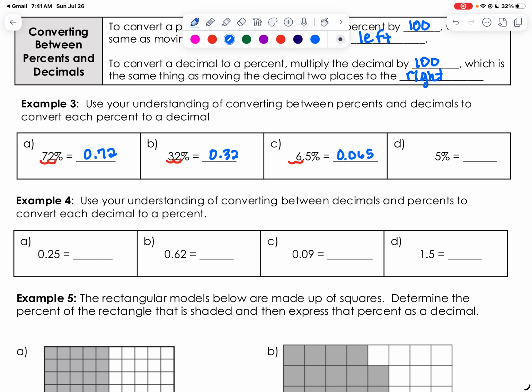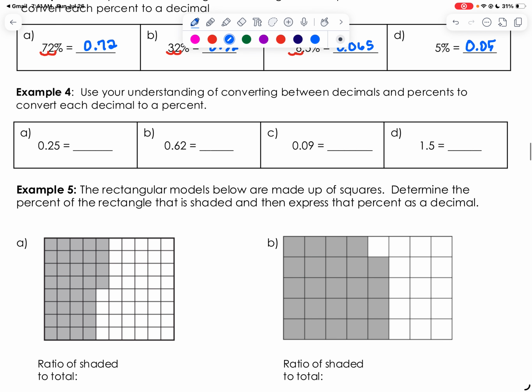Pause the video and try problem D on your own. When you're done, press play to check your answer. All right, in problem D, hopefully you got 0.05. So 5% written as a decimal, 0.05.